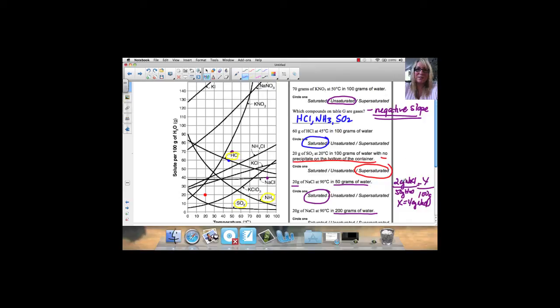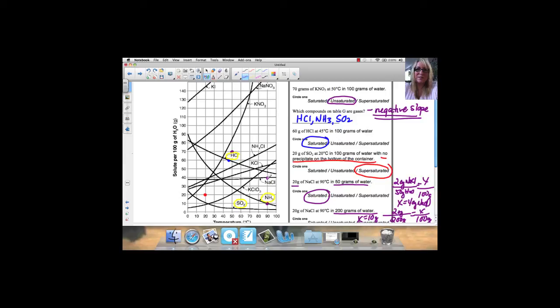But it's easier to set it up as a proportion and solve because it may not always be an even number. In the next one, it says I've got 20 grams in 200 grams of water. Well, if I have 20 grams in 200 grams of water, then what would I have in 100 grams of water? Well, 200 is double 100. So if I have 20 in 200, then when you solve for this, you'll see that x is 10. So that means that I've got 10 grams in 100 grams of water. So I go to 90 degrees, 10 grams.